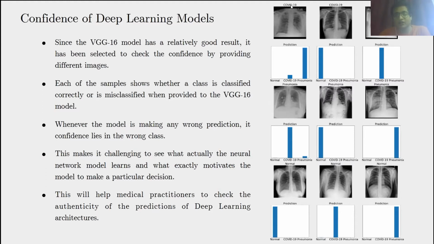For example, here a COVID-19 image has been predicted as pneumonia with high confidence, but it is actually COVID-19. It is also showing with some confidence that it is COVID-19. Similarly, a COVID-19 image is predicted as a normal image with high confidence, while it is COVID-19. And here a COVID-19 image is predicted as COVID-19 accurately. So this makes it really challenging to see what the neural network models actually learn and what exactly motivates the model to make a particular decision. This might help medical practitioners to check the authenticity of predictions of deep learning architectures.